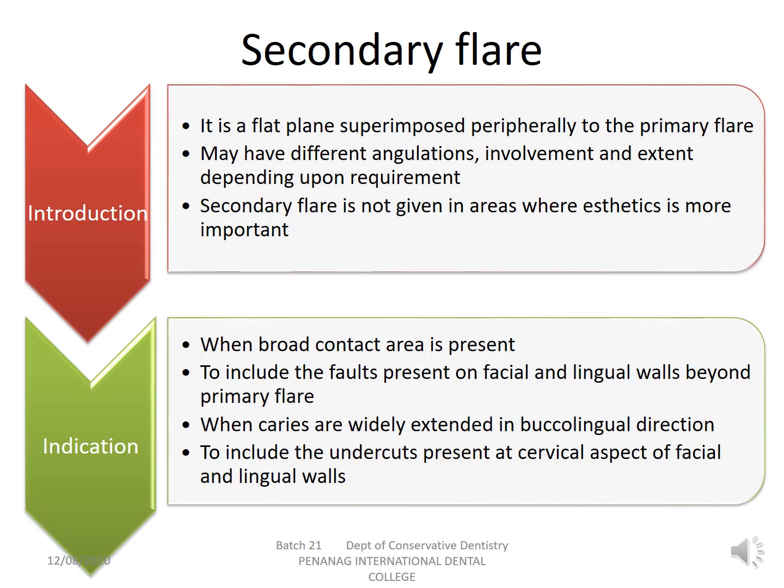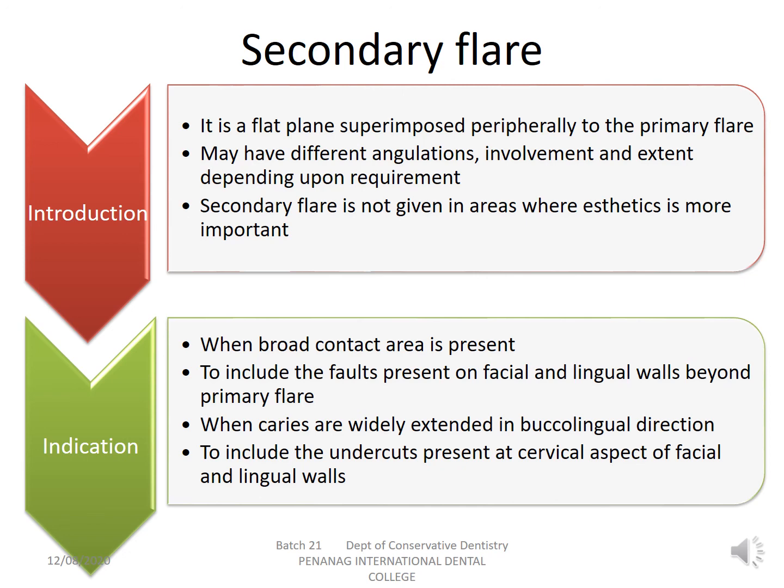Whereas the secondary flare is a flat plane superimposed peripherally to primary flare. We don't usually give secondary flares, usually we may restrict with primary flare. If we extend more into the embrasures and prepare more, these are called secondary flares. They may have different angulations, involvements and extent depending upon the requirement. Secondary flare is usually not given in areas where aesthetics are of more importance because we don't want the metal to be exposed. Usually in the mesial areas of upper premolars and the first molar, we may not give a secondary flare.